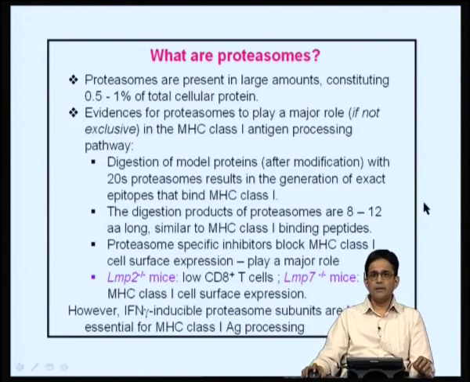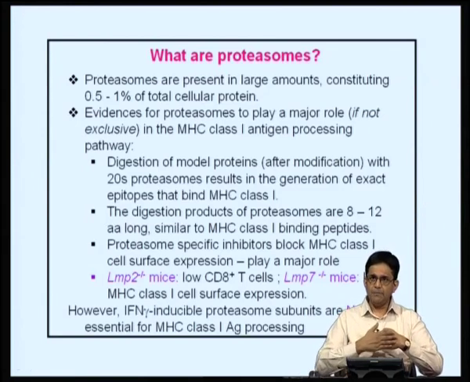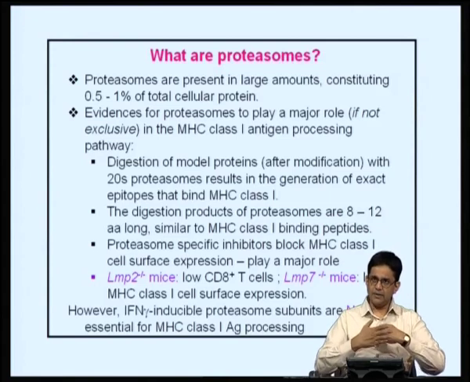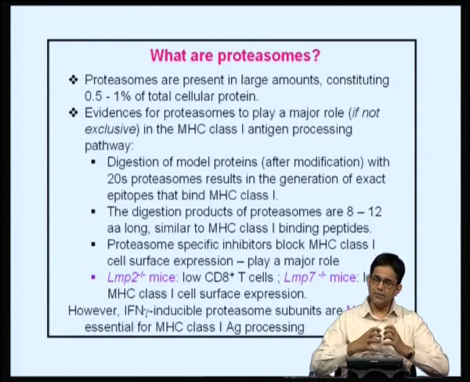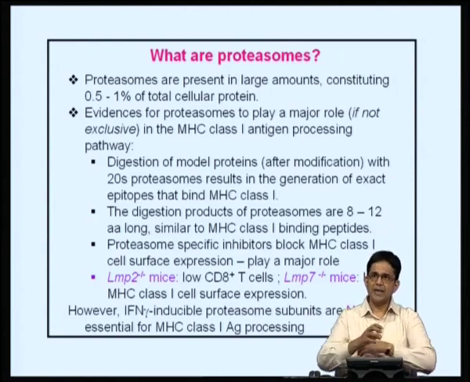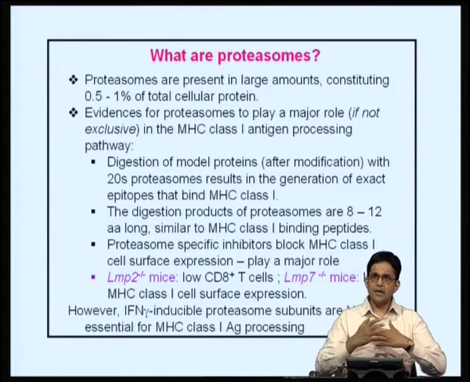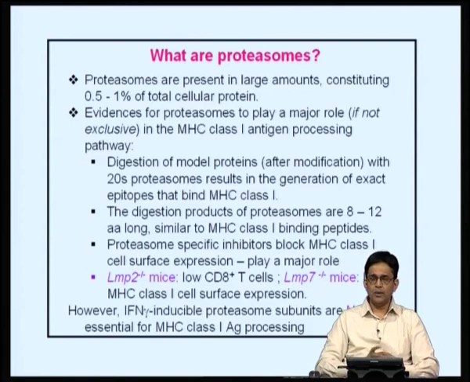Now proteasome specific inhibitors block MHC class 1, and they will block MHC class 1 because the MHC molecules need peptide binding. After they bind to the peptide, their structure is made more stable, and it can now egress. So in the absence of peptides, MHC molecules are unstable, and they tend to remain in the ER Golgi.